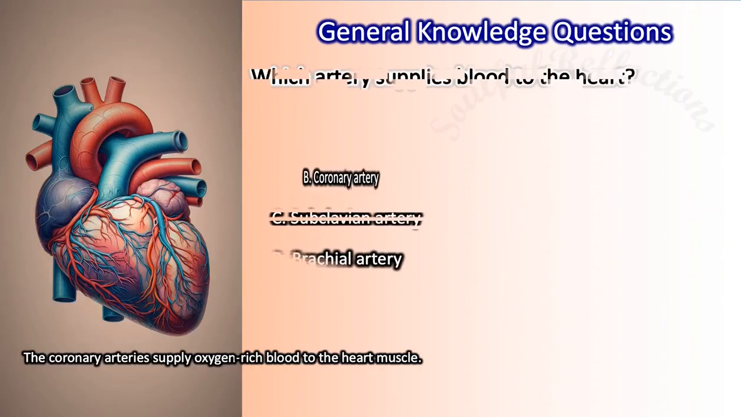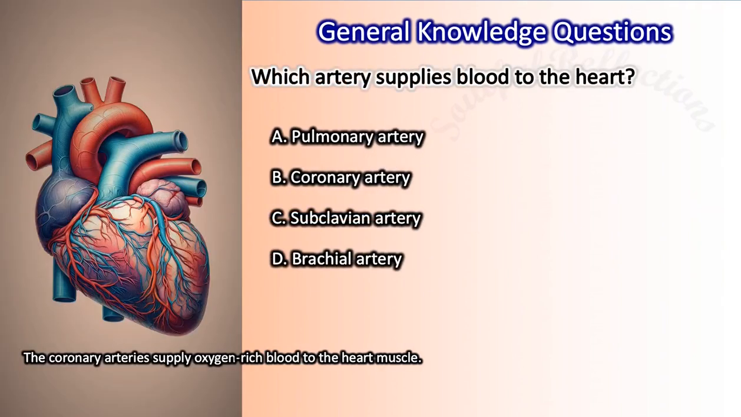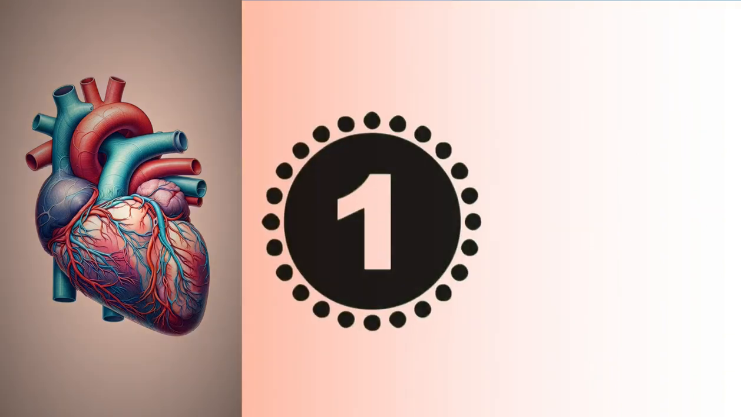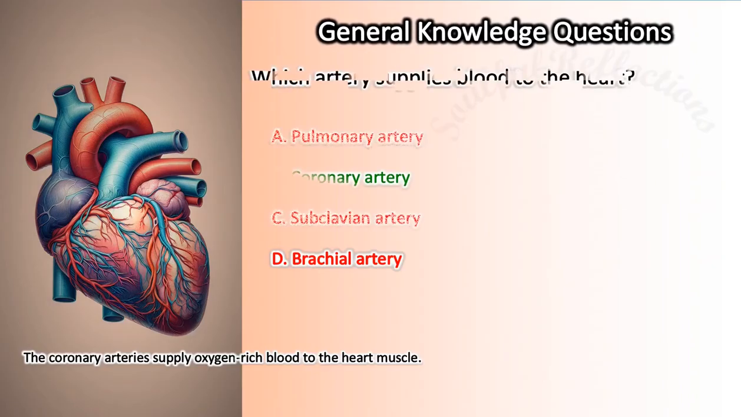Which artery supplies blood to the heart? Option 1, pulmonary artery. Option 2, coronary artery. Option 3, subclavian artery. Option 4, brachial artery. The answer is Option 2, coronary artery.